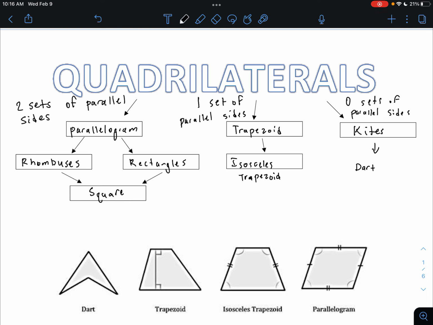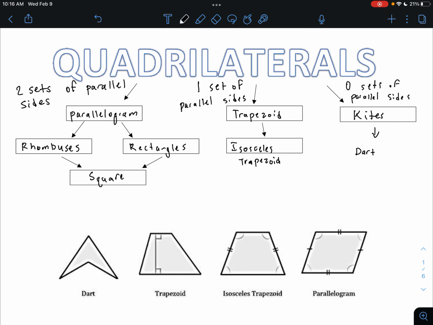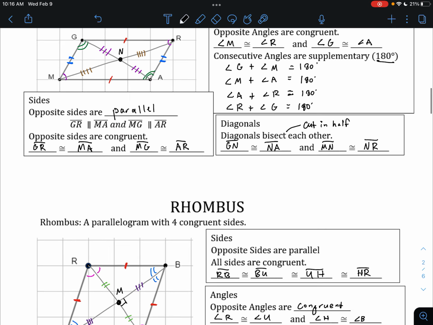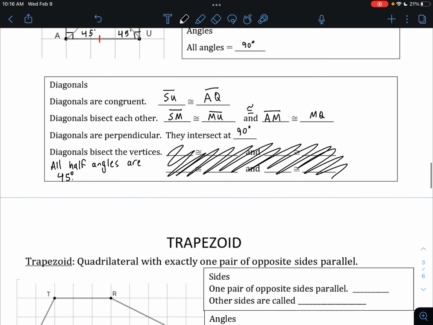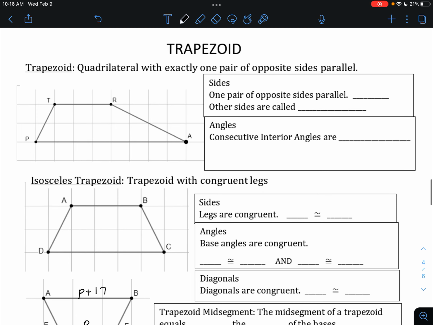So by this point, we should have this entire section filled in. If you don't, go ahead and make sure that's filled in. Pause the video, copy it down. And if at any point you feel like I'm going too fast, you can do the same: pause the video, rewind it, slow it down, whatever you need to do. Once you've copied this, go ahead and flip to the page on trapezoids where we're going to finish out our notes. And like I said, trapezoids are quadrilaterals with exactly one pair of opposite sides parallel.